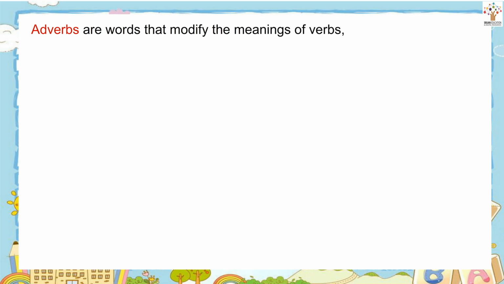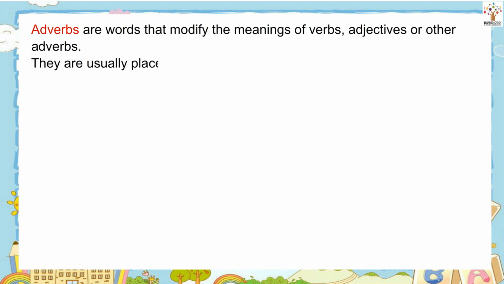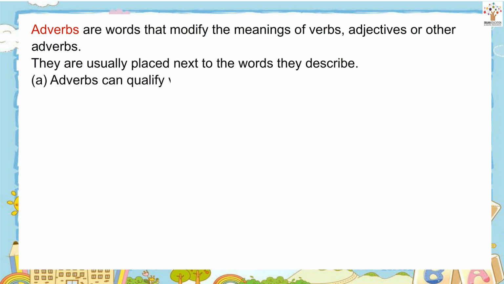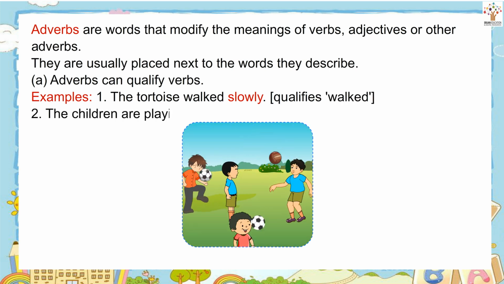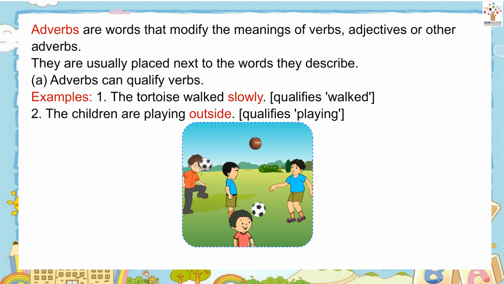Adverbs. Adverbs are words that modify the meanings of verbs, adjectives, or other adverbs. They are usually placed next to the words they describe. Adverbs can qualify verbs. Examples: the tortoise walked slowly, which qualifies walked. The children are playing outside, which qualifies playing.